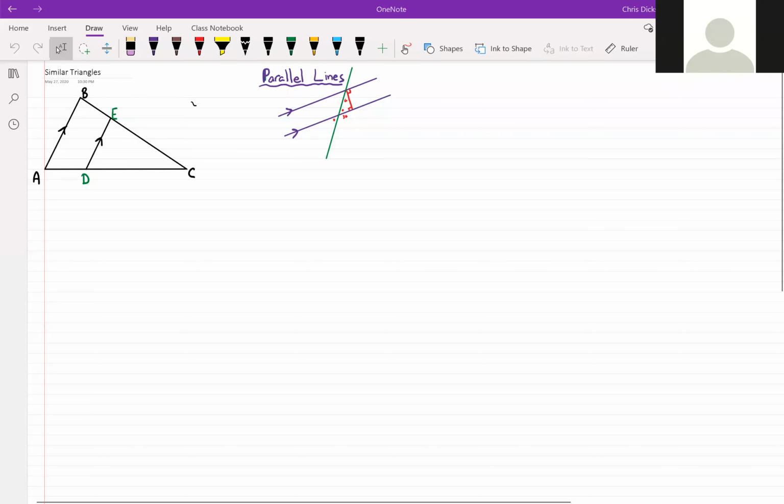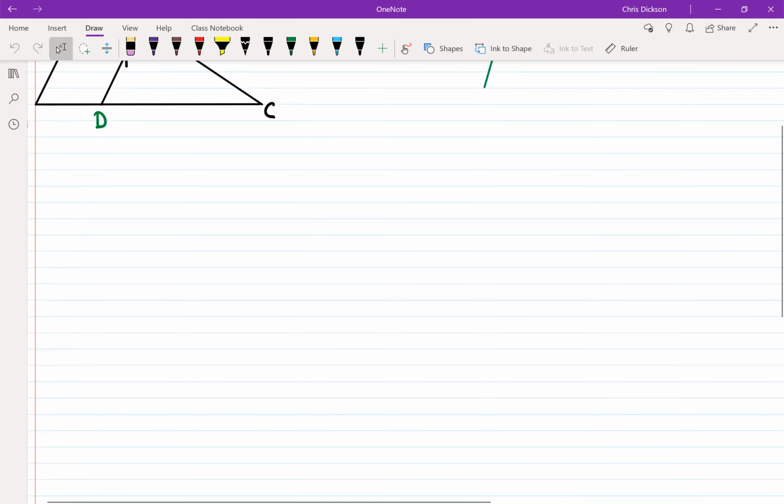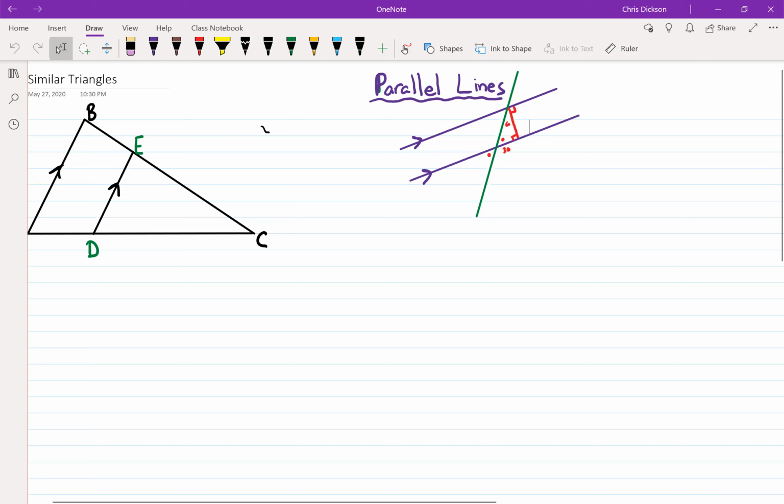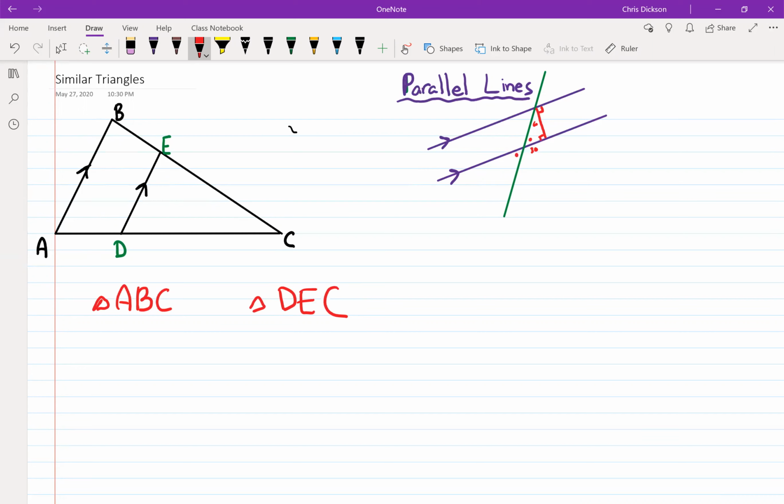So for example, here we have a triangle. It has two parallel lines in it, and we've actually got this big triangle ABC. And then if you actually take away part of that triangle, you'll get another triangle, which is the triangle DEC. Not sure if you can see that.